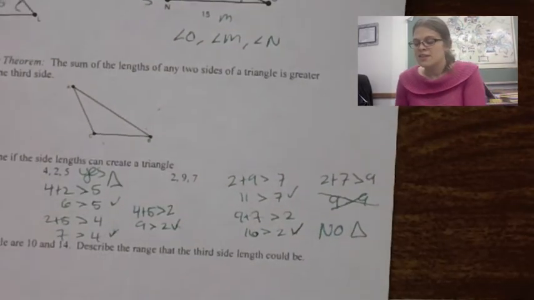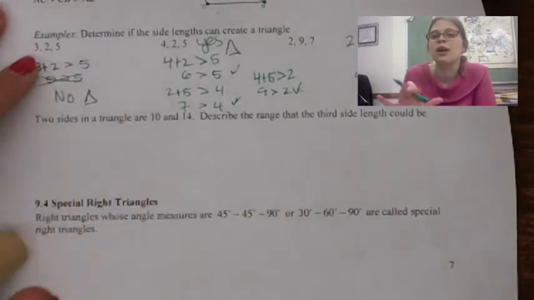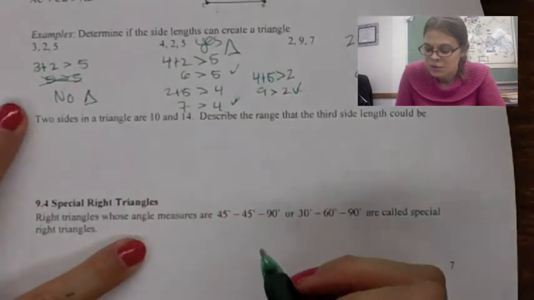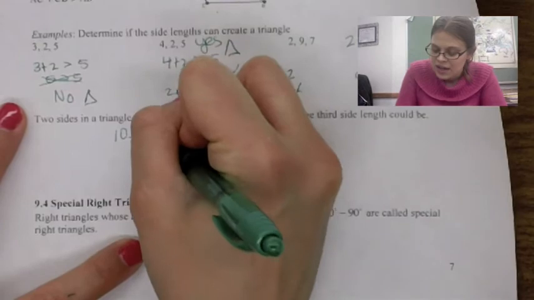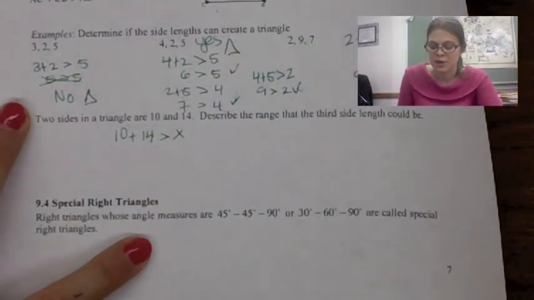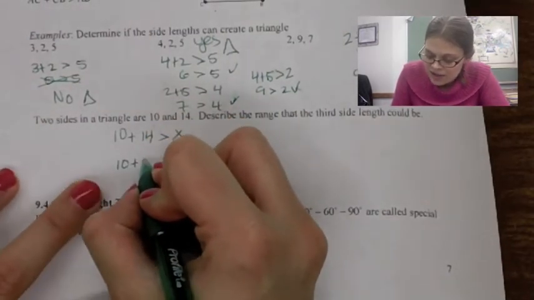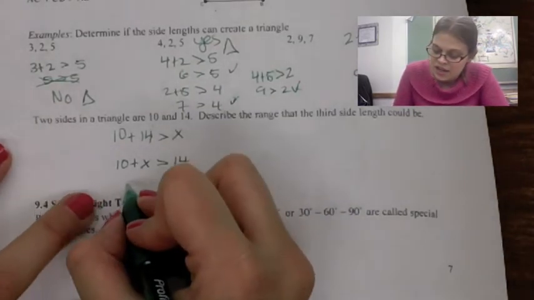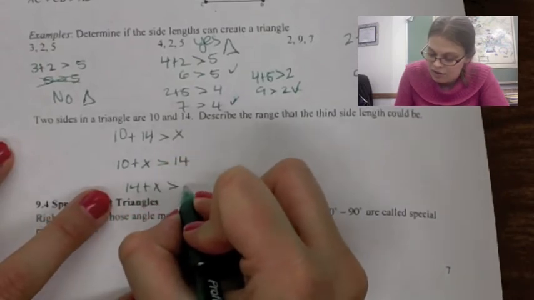Okay. The last kind of thing that we could have is where I give you two sides and you decide the range of the third side. So if one side is 10 and one side is 14, I'm going to do 10 plus 14 has to be greater than my third side that I'm going to call x. Then I can do 10 plus x has to be greater than 14, and then 14 plus x has to be greater than 10.